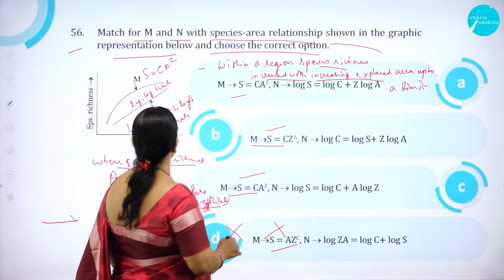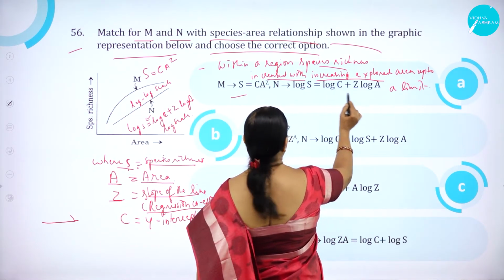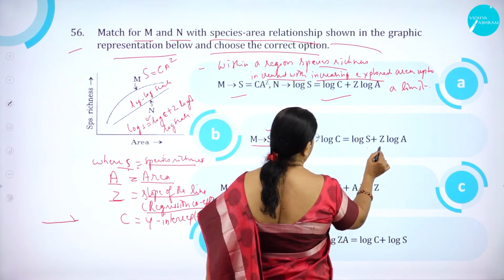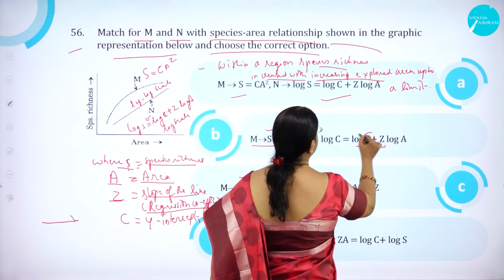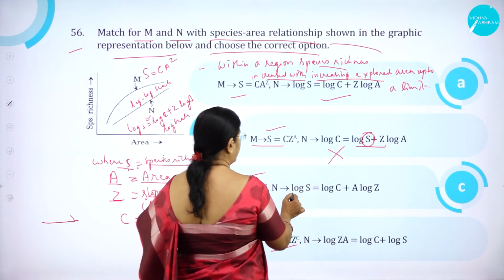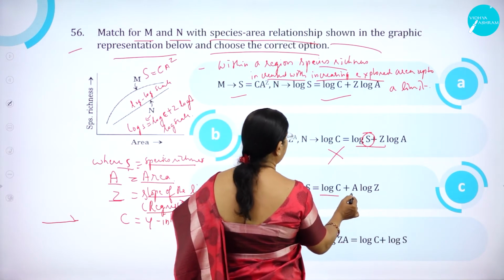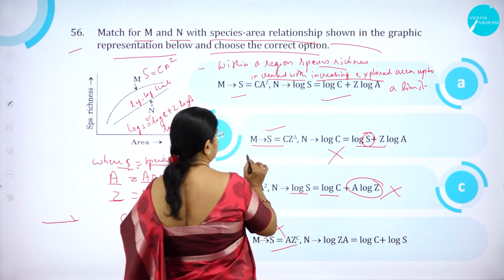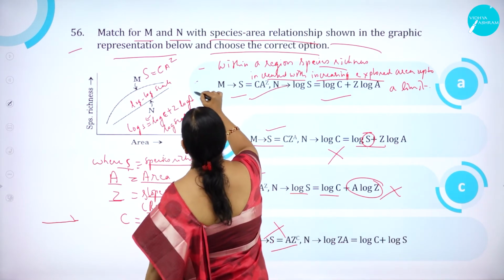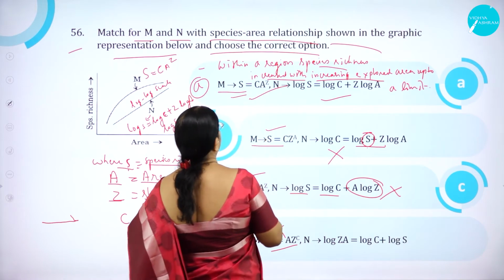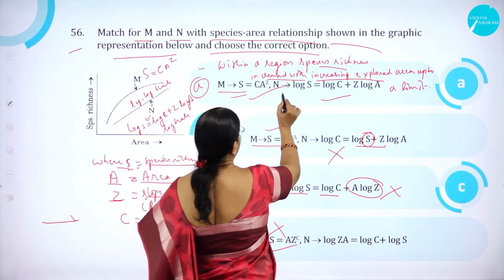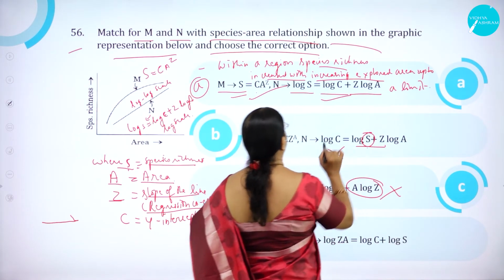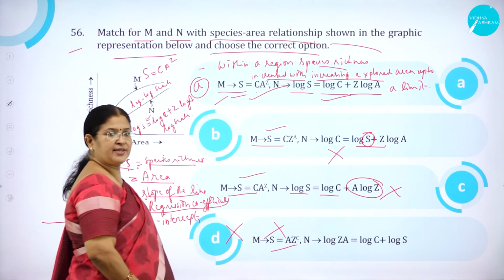Next, log S is equal to log C plus Z log A, correct. Here log C is equal to log S plus Z log A, wrong. Here log S is equal to log C plus A log Z, so wrong. This is already wrong. So which is the option which is correct? Option A. So M is S is equal to CA^Z, then N is equal to log S is equal to log C plus Z log A. So option A is correct.